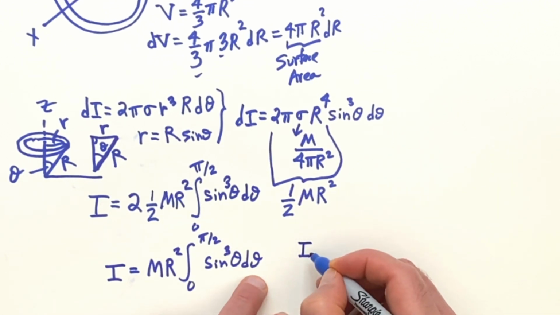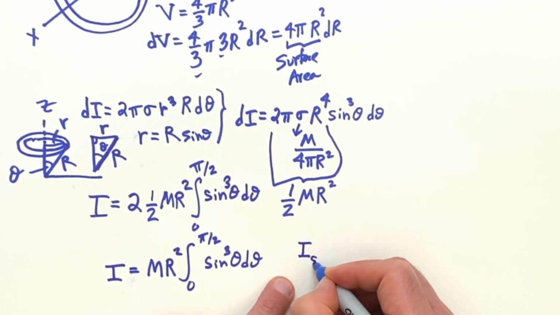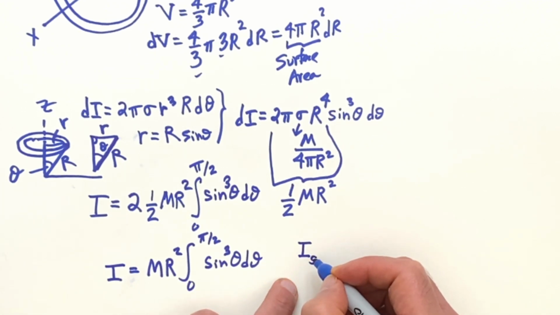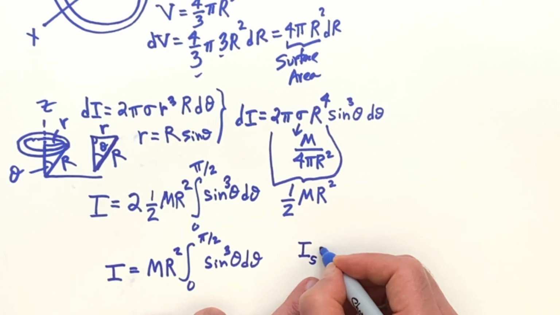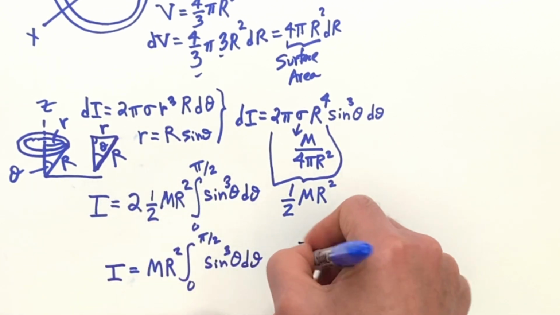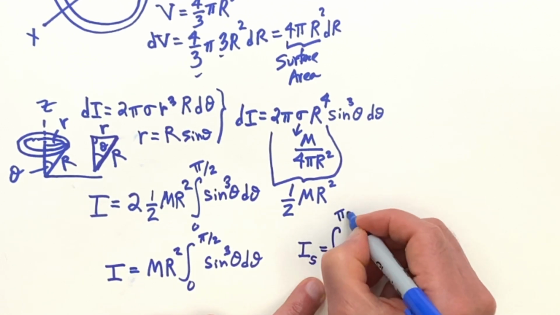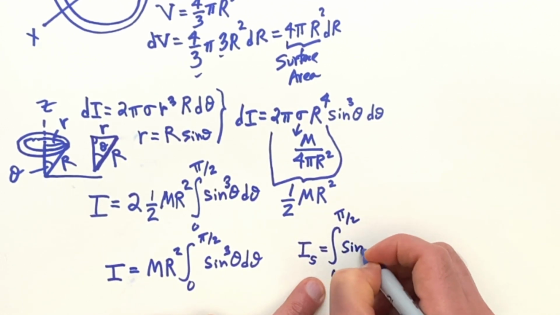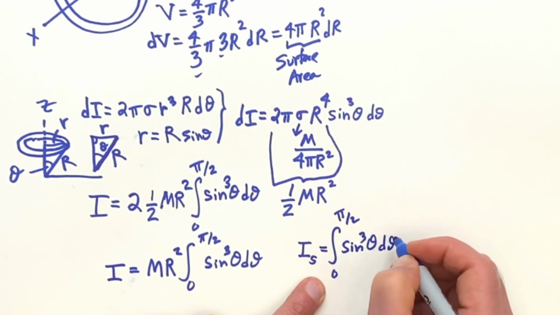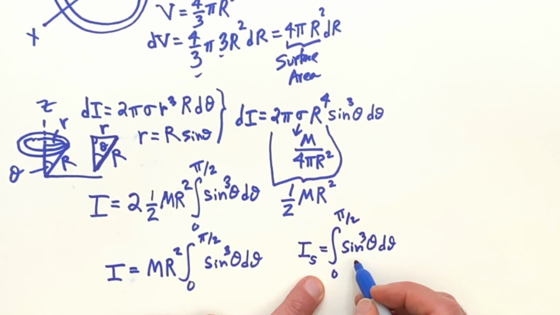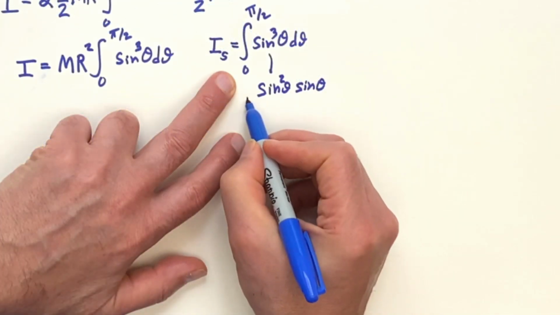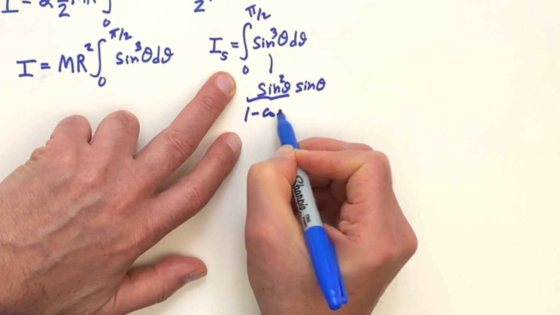The integral, I sub s, just to call it something different, I sub s for the sine. This is going to be the integral from 0 to pi over 2 of sine cubed theta d theta. What I'm going to do is replace this with sine squared of theta and a sine theta, and then sine squared is 1 minus cosine squared theta.